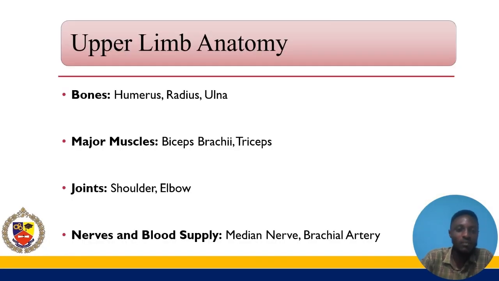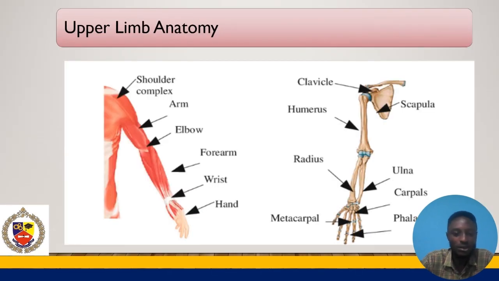So this is the upper limb anatomy, and here we have the bones, which include the humerus, radius, and ulna, that are located at the upper part of the body. Let me take us through a diagram representation of that too. This is an arm, right, and in this arm we have a bone called the humerus, and in this forearm we have two bones called the ulna and the carpus.